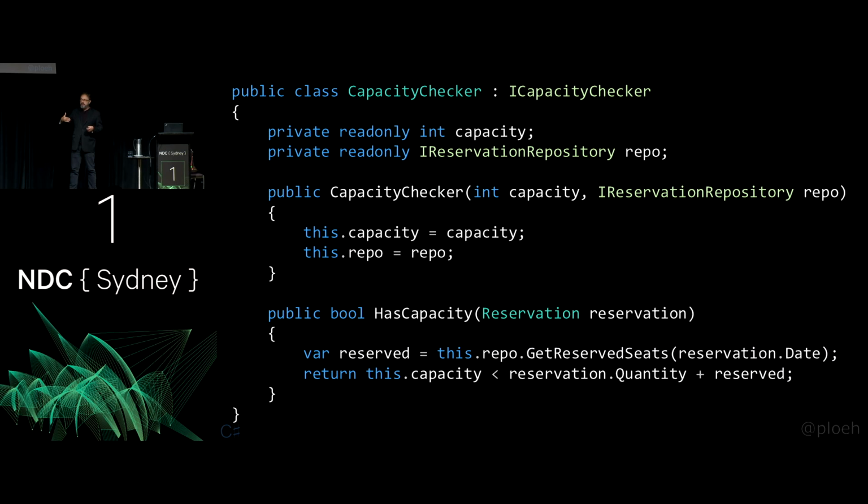Then on the bottom here we have HasCapacity, which is the actual value that this class provides. Given a reservation, do we have capacity, yes or no, true or false? On the last two lines of code, we ask the repository to get the number of reserved seats for that date. That gives us a number of reserved seats. Reserved is just an integer. Then we do a less-than comparison: if the capacity is less than what we already have reserved plus what is being requested, then the answer is false, otherwise it's true. So David Heinemeier Hansen's point here would be, why would you ever write code like that?